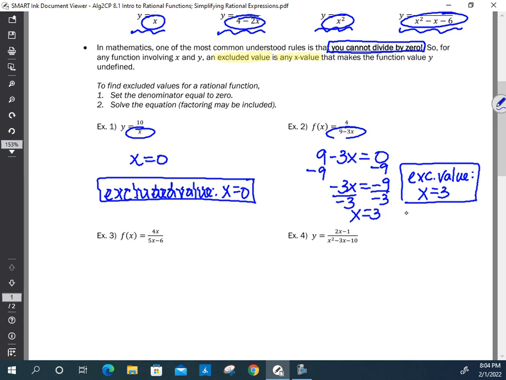If you need proof of why that's the case, it's very simple. If you plug in 3, 3 times 3 is 9, and 9 minus 9 is 0. You cannot divide by 0, so that means 3 cannot be plugged into the problem.